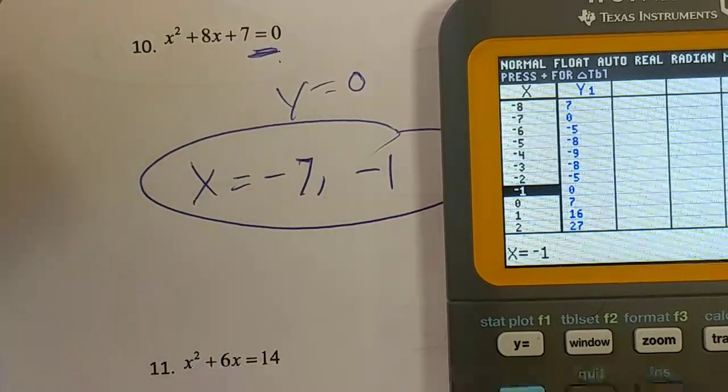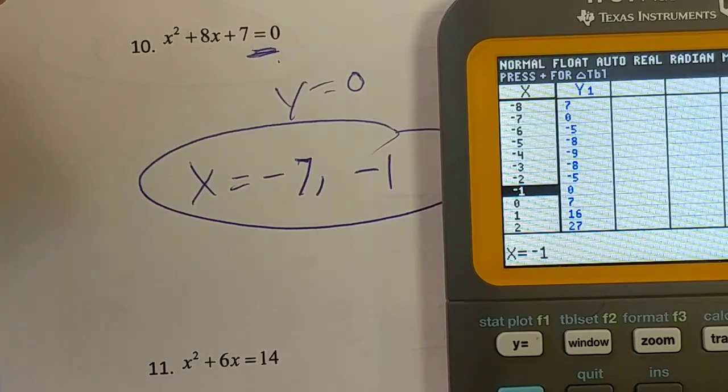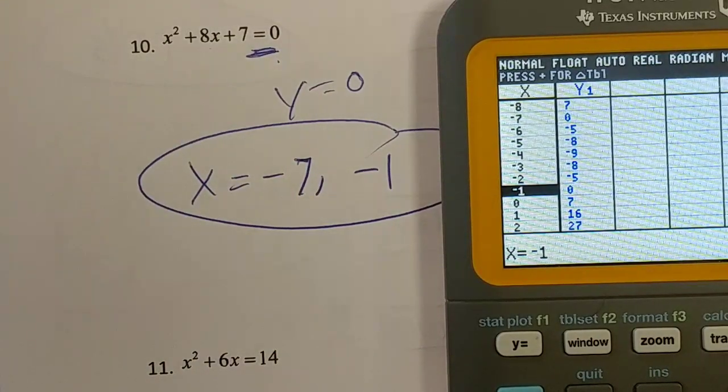Why didn't you tell us that earlier? I just want you to learn, guys. So that's -7, comma -1. Those are your two answers. On a multiple choice question, that's how it looked. On your open-ended, that's the answer I would look for.